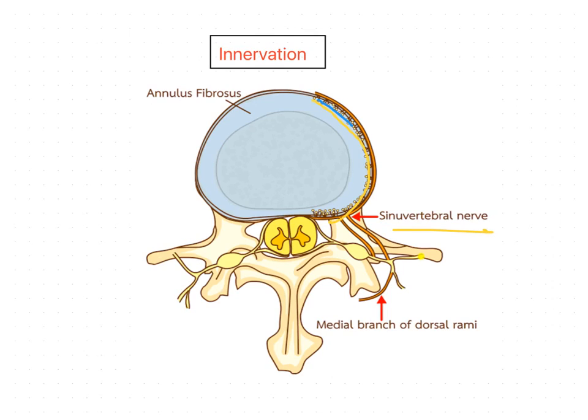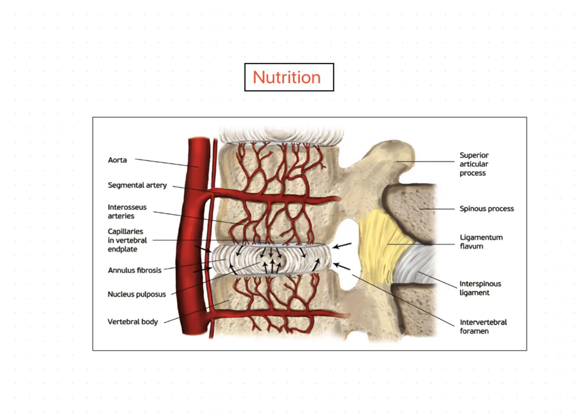That means the ligaments attached at this area, nearer to this region, for example the anterior longitudinal ligament, which is present at the anterior aspect, and also the posterior longitudinal ligament which is present here. So some of these structures are also supplied by the sinovertebral nerve. In the intervertebral disc, only the outer one-third of the annulus is innervated by the sinovertebral nerve.